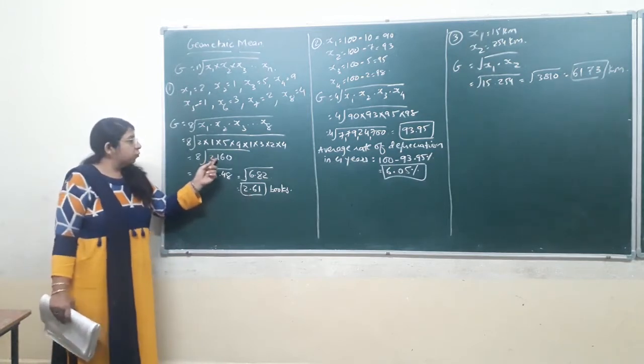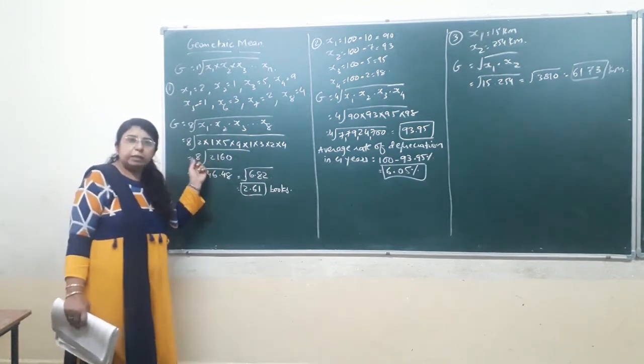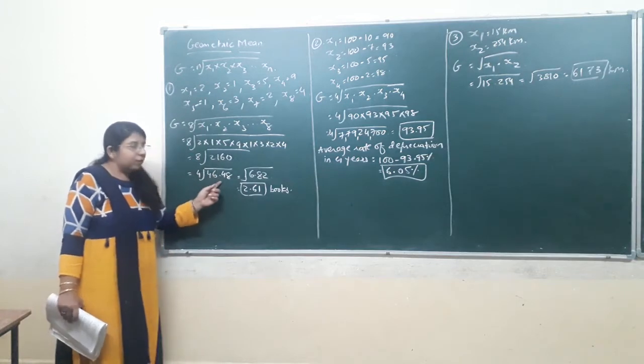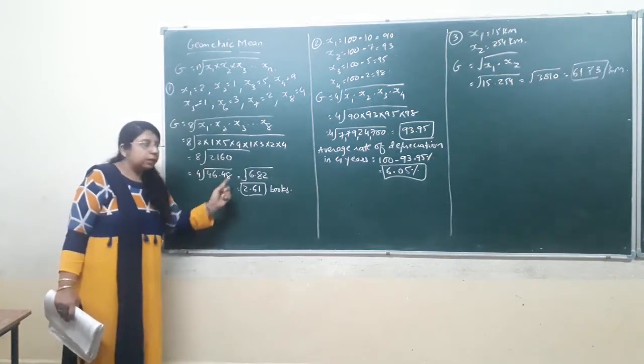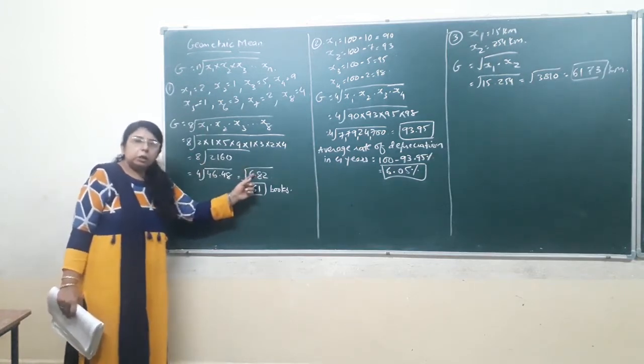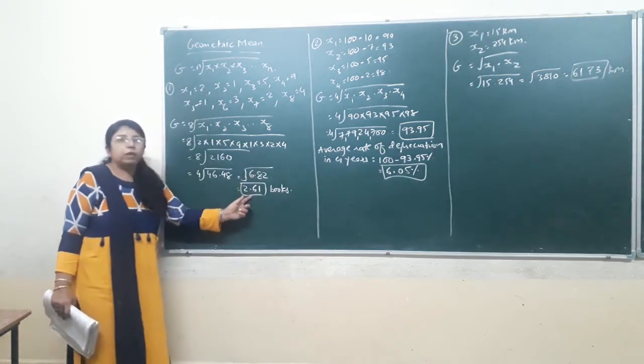It means, first of all, whatever multiplication you have got, you will find the square root of that number. Whatever answer you have got, again you find the root of that number. You have got this answer. Again you find the root of this number. You have got the final answer.